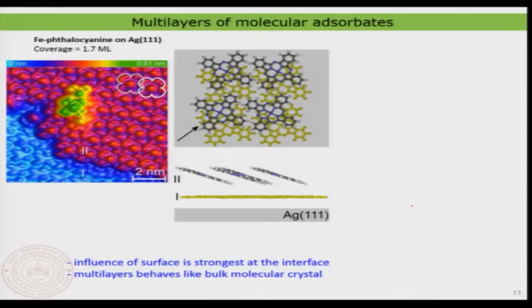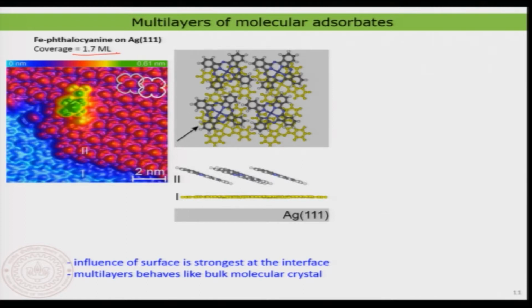Now, I would also like to discuss with you a little bit away from the surface. So, what happens if I deposit molecules in a multilayer? Of course, I am not going to consider in my class something like several layers. That is something we are not really considering, at least in the microscopy part. But what I am going to show you here is actually a coverage which is 1.7 monolayer.